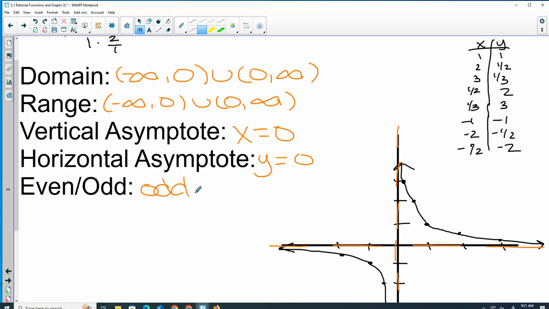Right, so next week we will be looking at a lot more of the rational functions, but I wanted to show you one and show you what those asymptotes look like on there. Are there any questions about that?